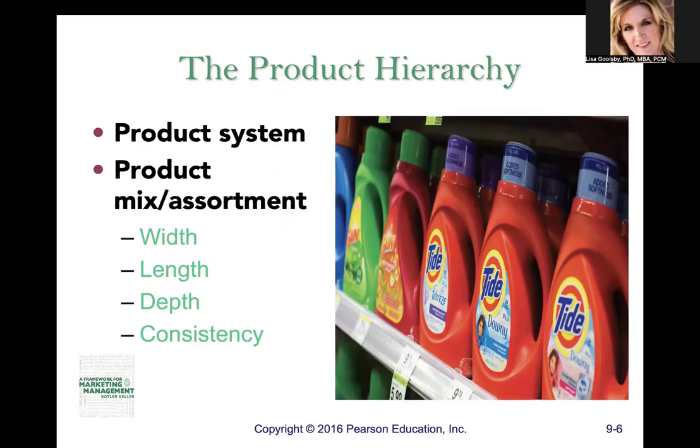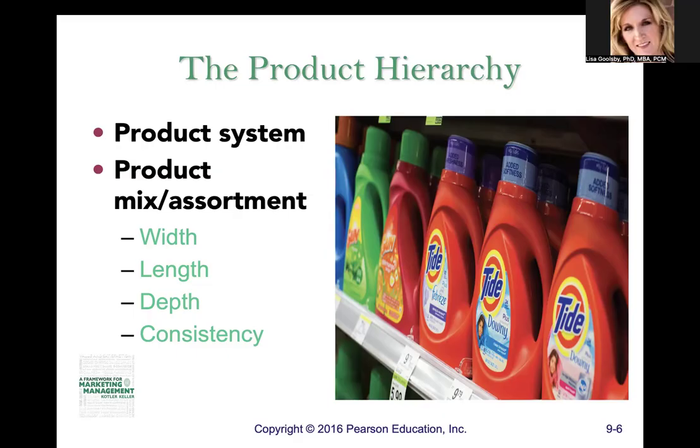When we look at product hierarchy, companies have a product system. So a lot of times they'll have that mix or assortment of products. Here we have a photo of laundry detergent. That's a pretty crowded aisle if you go to your grocery store. Lots of different types of form and function of the laundry detergents. Another good aisle for the form and function or product hierarchy would be cereals or candy.